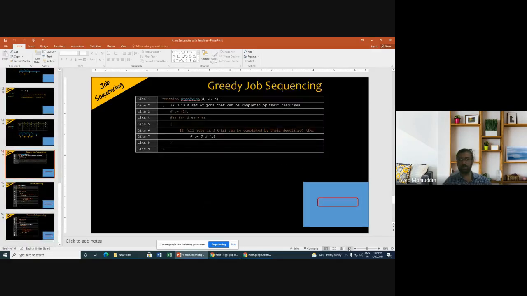Now let us look at the greedy algorithm for this job sequencing with deadline.